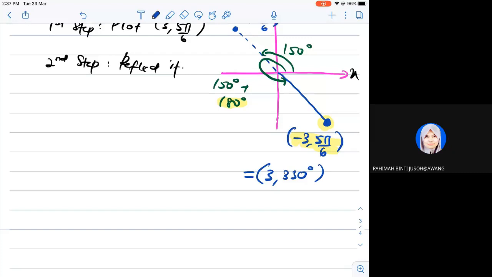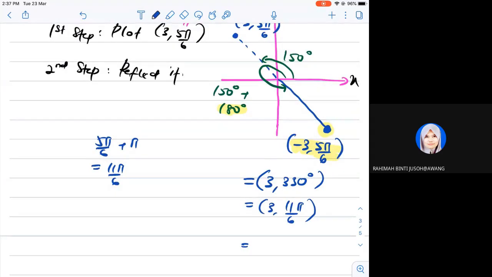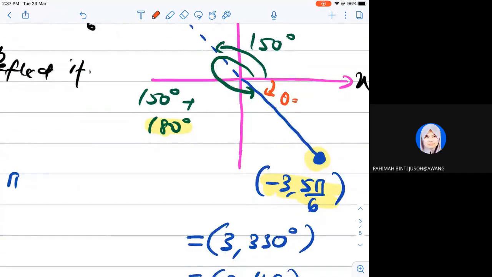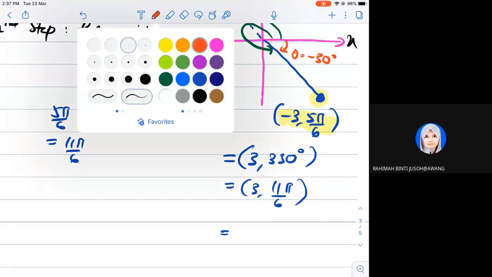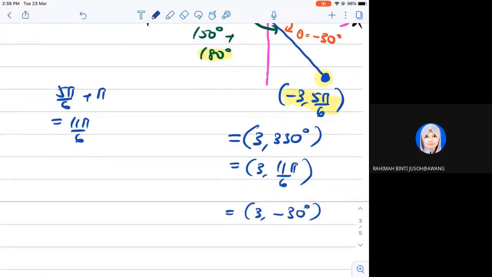Or you can also have 5 pi over 6 plus pi. What do we get? 11 pi over 6, isn't it? So for the same point, you can also name this as 11 pi over 6. It has many names: one same point but many names. Just now I heard a friend mention a negative angle. If we want a negative angle, what is theta? Negative 30 degrees. So the same coordinate can also be represented as 3, negative 30 degrees. Okay, do you understand the concept that it has many names?